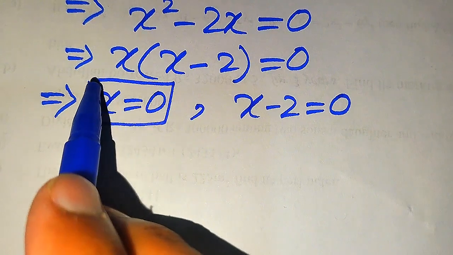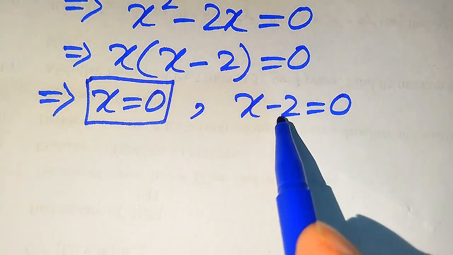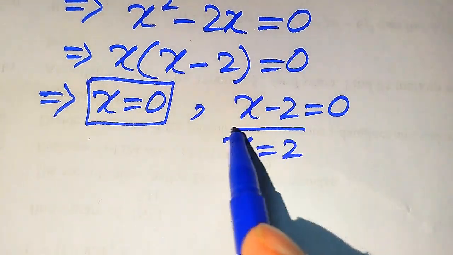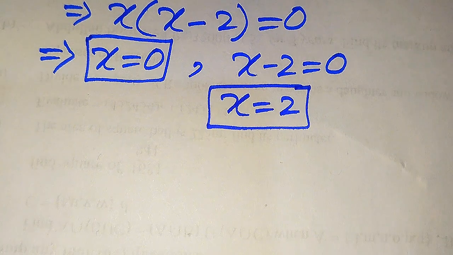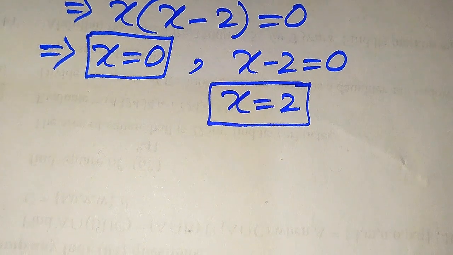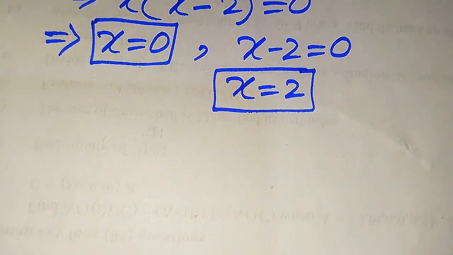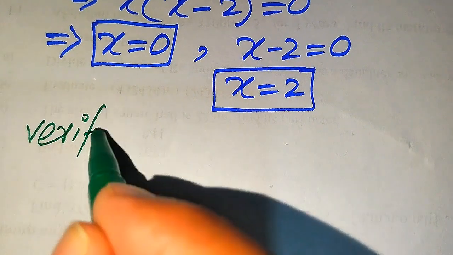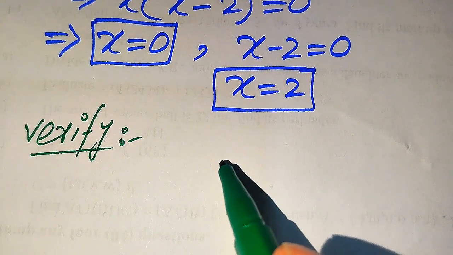So this is our first root of the given equation, and from the second case we move this minus 2 to the right hand side and we get x is equal to 2. This is our second root which we get from the first method. So in the first method we get two roots, that is x is equal to 0 and x is equal to 2. Now in the next steps we need to verify whether both of these roots are solutions or extraneous roots.